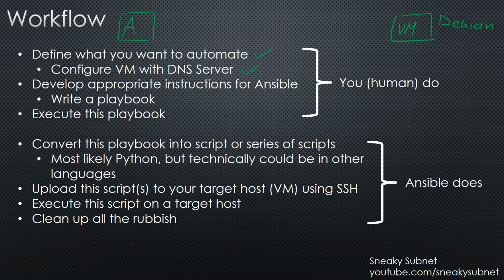an automation tool. So, first step is to define what we want to automate. In our case, again, we want to configure a VM with a DNS server. Next step, we need to develop appropriate instructions for Ansible. It means that we need to write a so-called playbook. What is a playbook? We will talk about it in following videos. And finally, we need to execute this playbook. All these three steps we humans do.